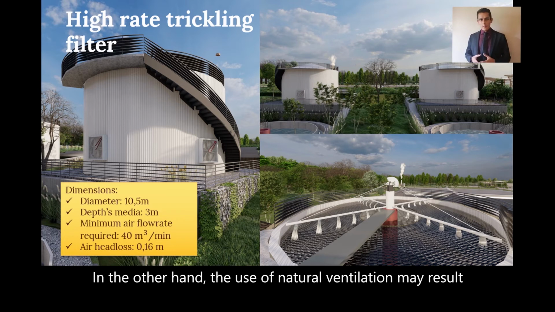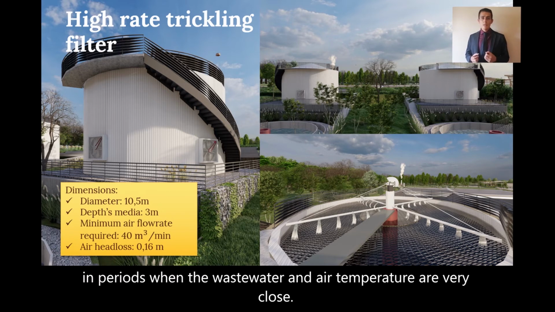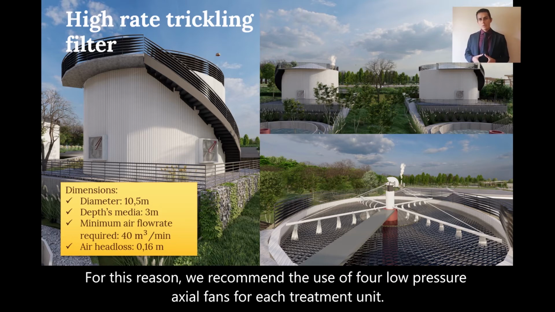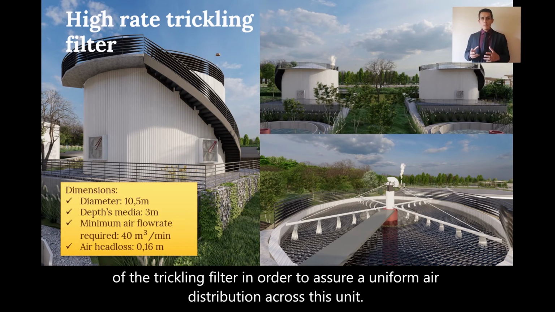On the other hand, the use of natural ventilation may result in the formation of malodorous gases and a reduction of treatment efficiency in periods when the wastewater and air temperature are very close. For this reason, we recommend the use of low-pressure axial fans for each treatment unit. The low-pressure axial fans may be distributed around the periphery of the trickling filter in order to assure a uniform air distribution across this unit.